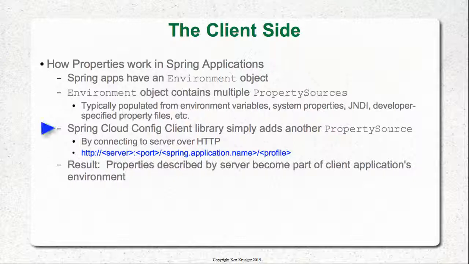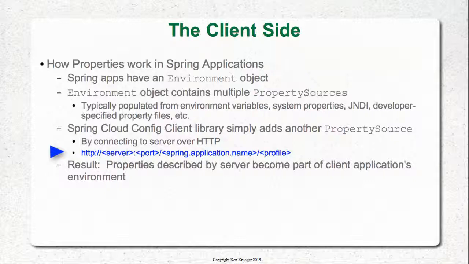Now, when a Spring application starts up and it uses Spring Cloud Config on the client side, the library simply alters the setup behavior just slightly to add another property source. That's really all it's doing. And it populates that property source by connecting to the server over HTTP using the URL that you've seen here, making the call, getting the response back, and populating a property source. Now that property source, depending on your preferences, will supersede the other property sources. That's kind of the magic of all of this.